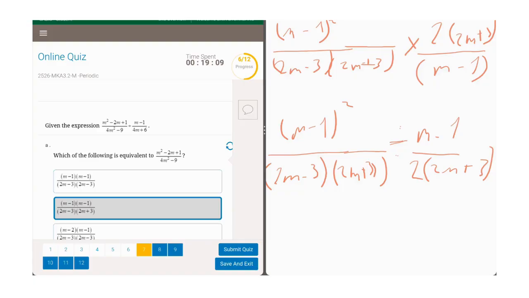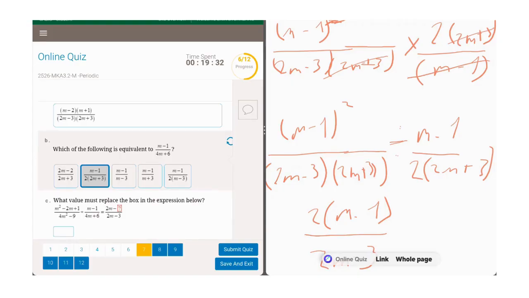So here we can factor out this and this. We can remove this power. Then we can cancel out 2m plus 3 into m plus 3, to be left with, I'll write at the bottom here, 2 into m minus 1 over 2m minus 3.